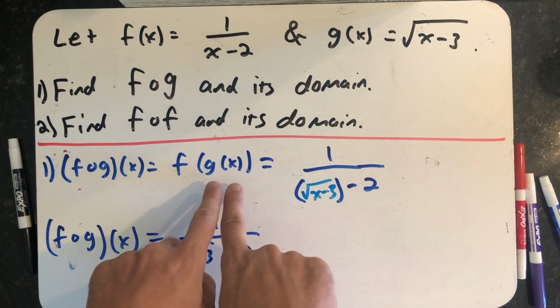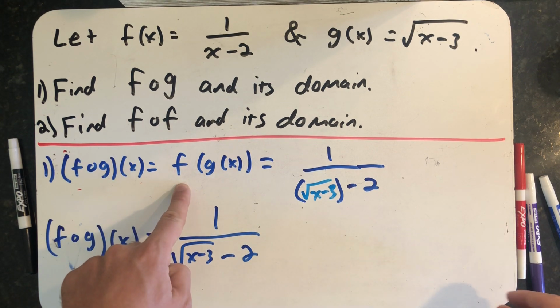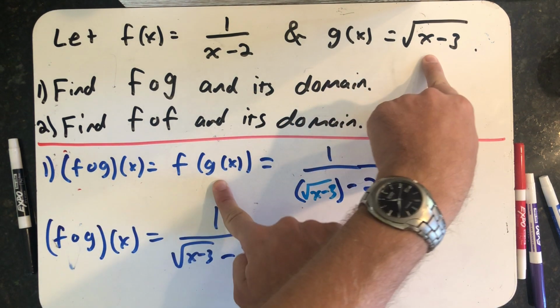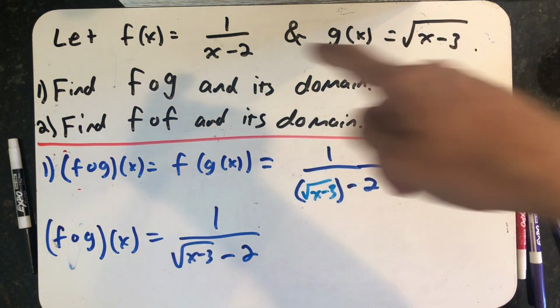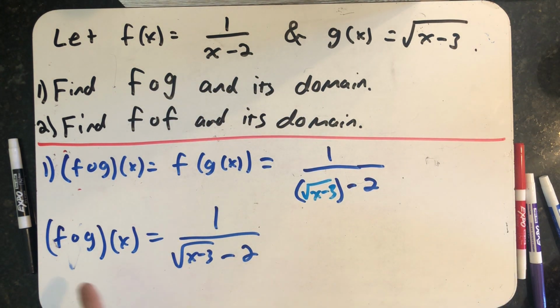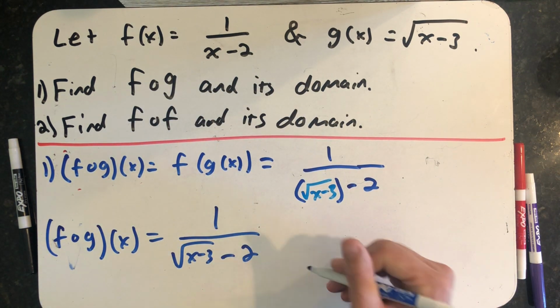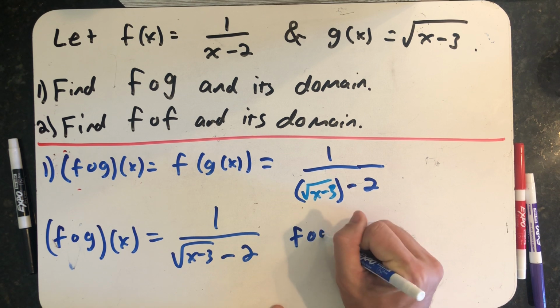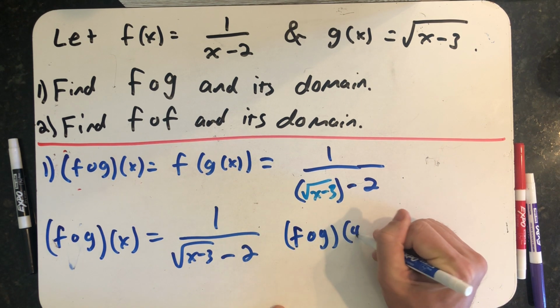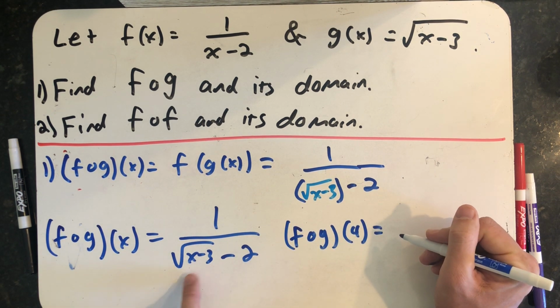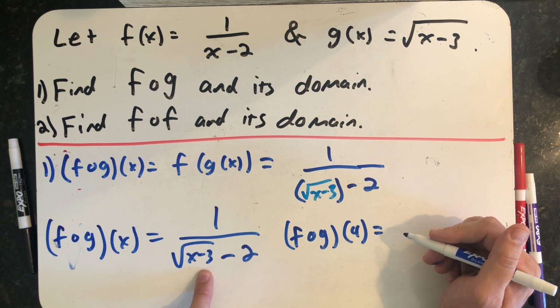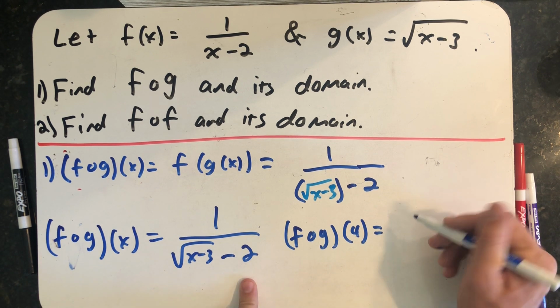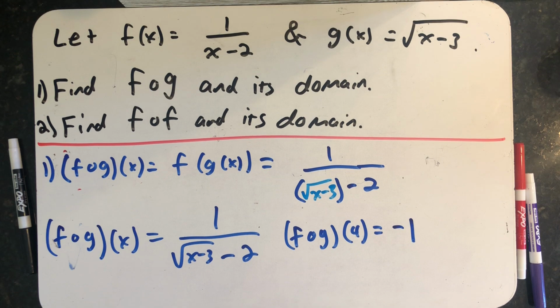A moment ago we found f of g of 4 by first plugging 4 into g, getting the number 1, and then plugging that into f. Now I could just in one step use this formula. Four minus 3 is 1. The square root of 1 is 1. 1 minus 2 is minus 1, and we still get the same value, minus 1. So whether I use this one-step formula or this two-step method, I get the same thing.